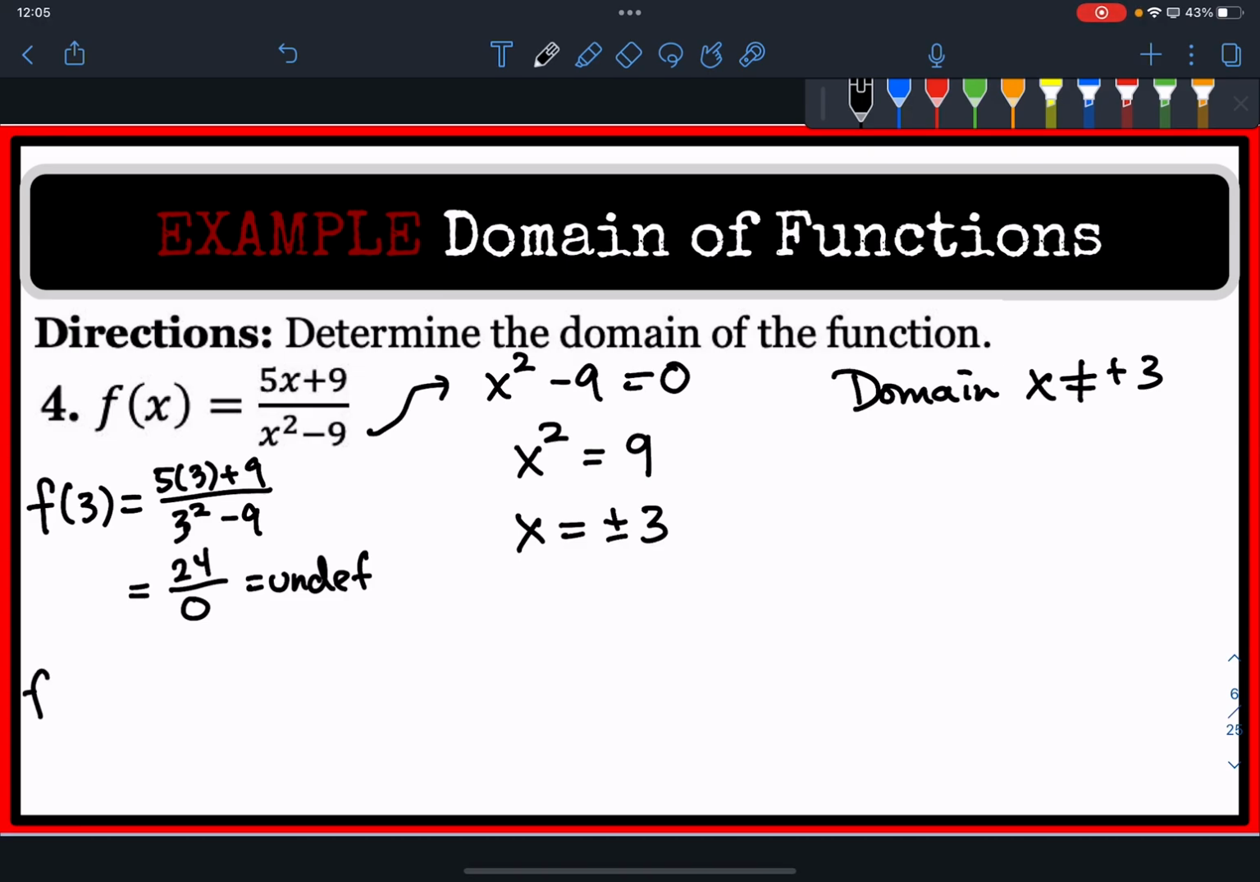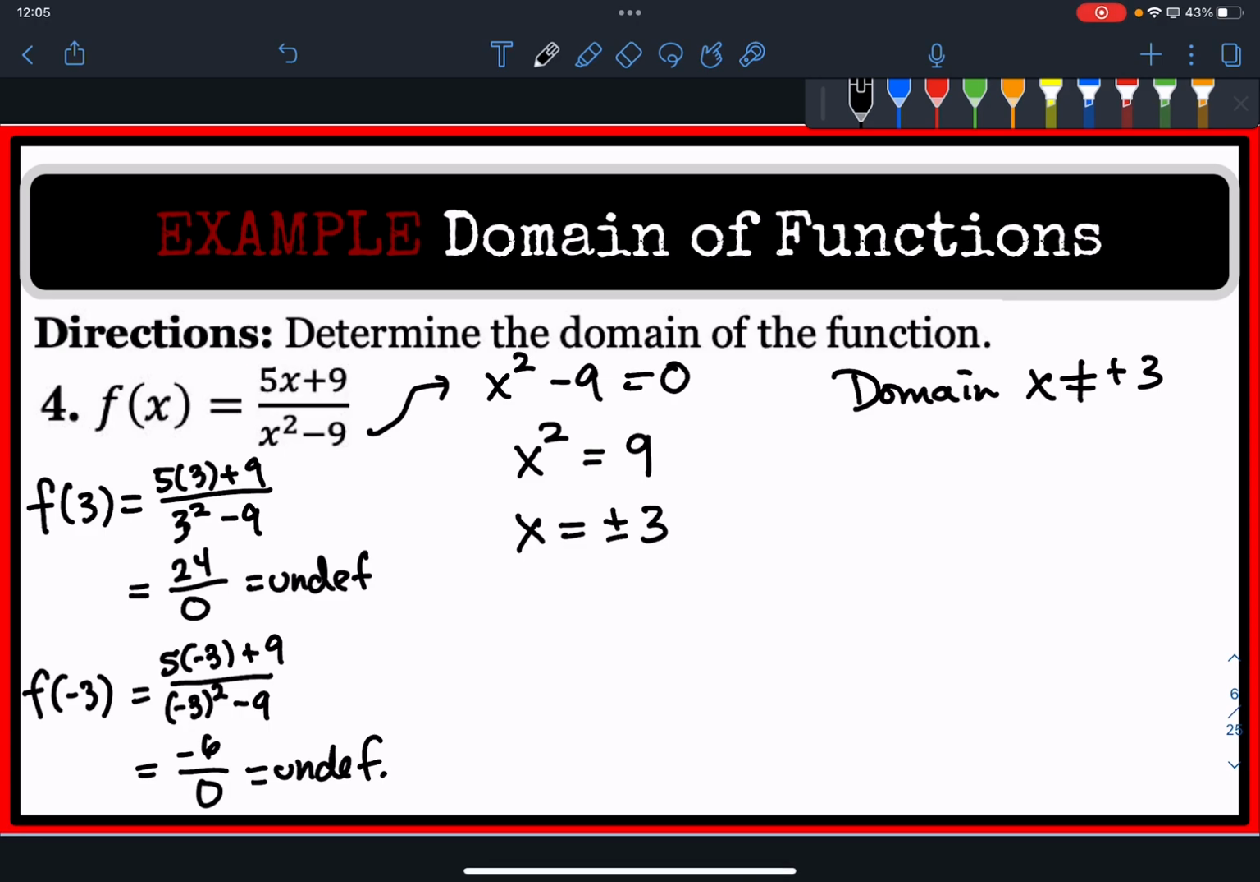Now let's plug in negative 3. If I plug in negative 3, I end up with 5 times negative 3 plus 9 over negative 3 to the second power minus 9. In the numerator I get negative 6, but in the denominator again I end up with 0, because negative 3 to the second power is also positive 9, and 9 minus 9 is 0. So again, I get that my function is undefined when I plug in either positive or negative 3. So I cannot have x equal to negative 3 either.